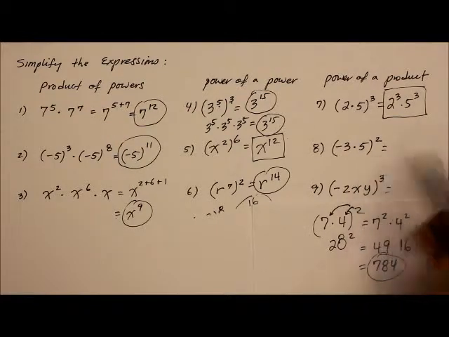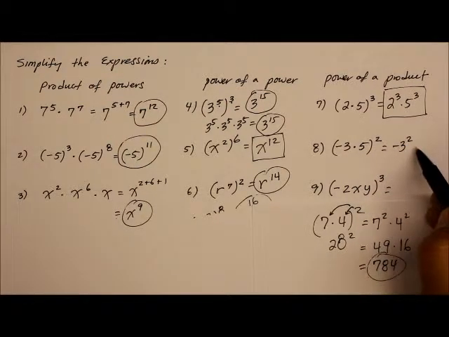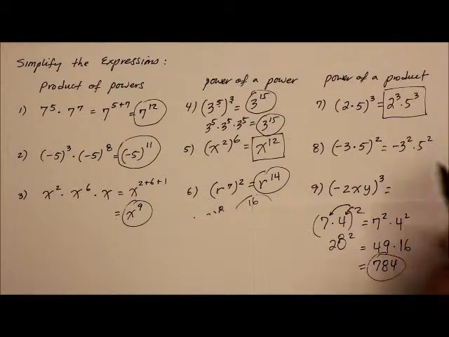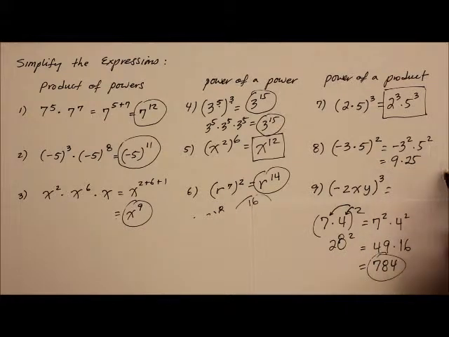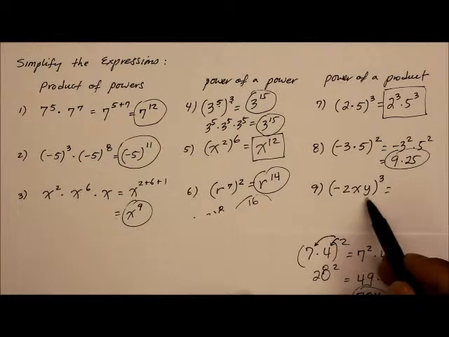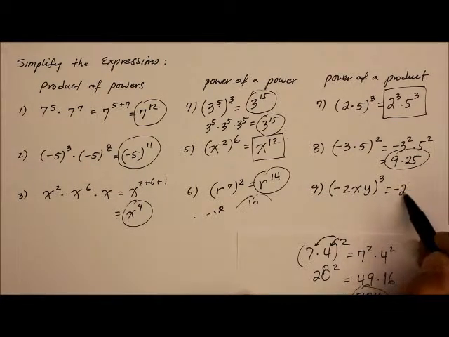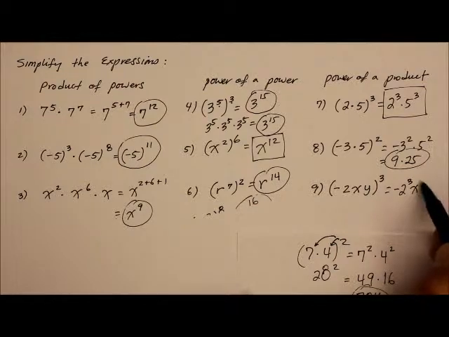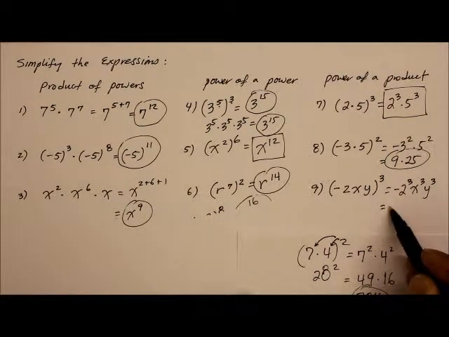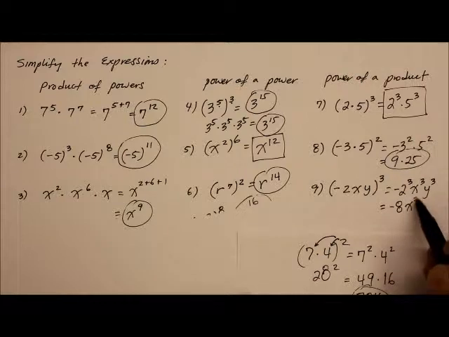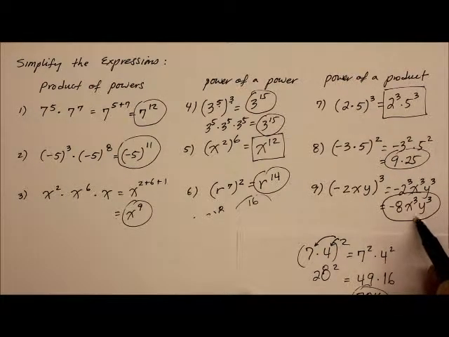Then what about this guy? If you said negative 3 squared times 5 squared, that's a good answer. Or you could have said 9 times 25. That's a good answer too. And this one? If you said negative 2 cubed, x cubed, y cubed, that's good. But if you went ahead and evaluated this exponent, which becomes negative 8, x cubed, y cubed, it's an even better answer. Okay, there you have it.